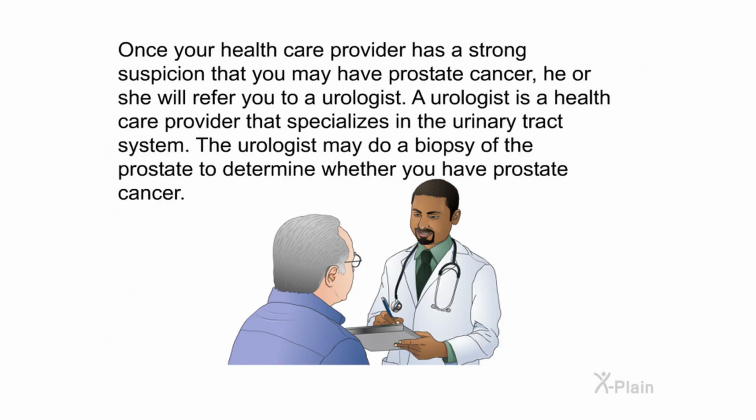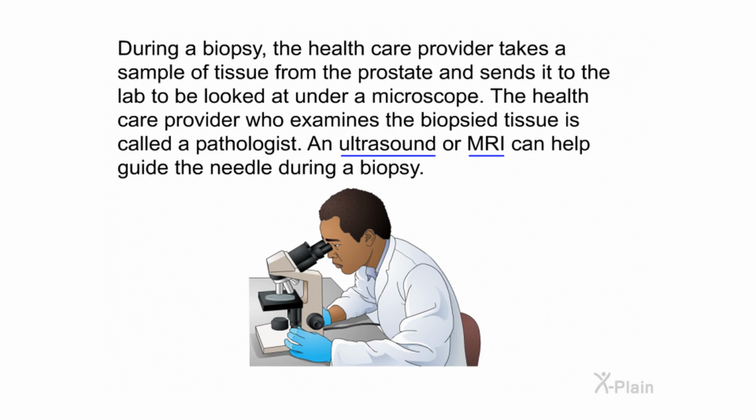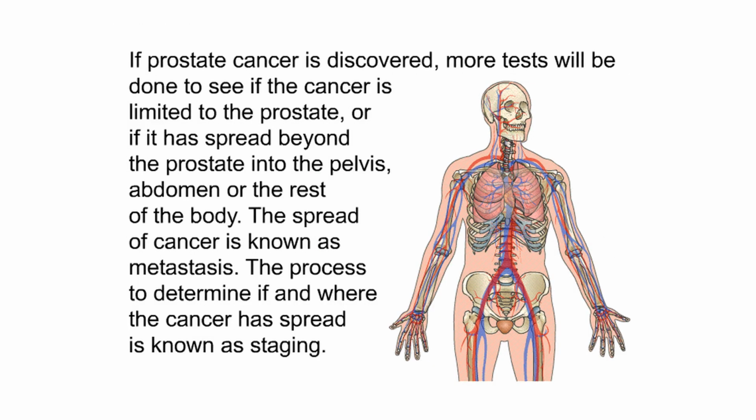Once your healthcare provider has a strong suspicion that you may have prostate cancer, he or she will refer you to a urologist. A urologist is a healthcare provider that specializes in the urinary tract system. The urologist may do a biopsy of the prostate to determine whether you have prostate cancer. During a biopsy, the healthcare provider takes a sample of tissue from the prostate and sends it to the lab to be looked at under a microscope. The healthcare provider who examines the biopsied tissue is called a pathologist. An ultrasound or MRI can help guide the needle during a biopsy.